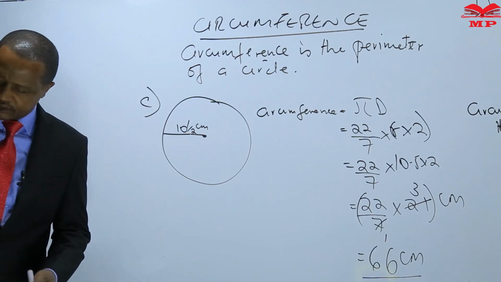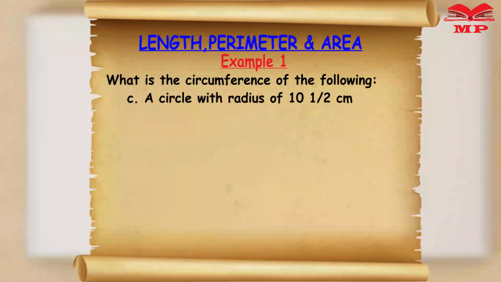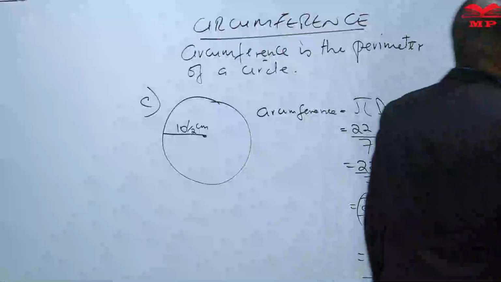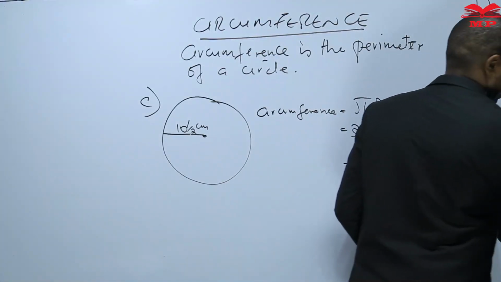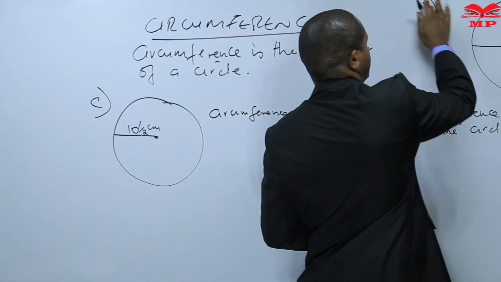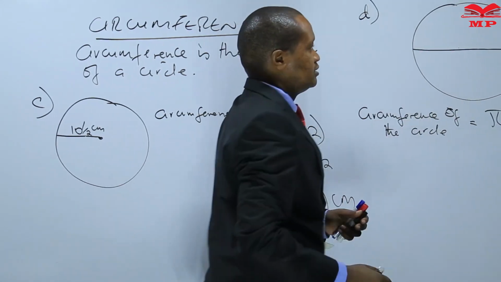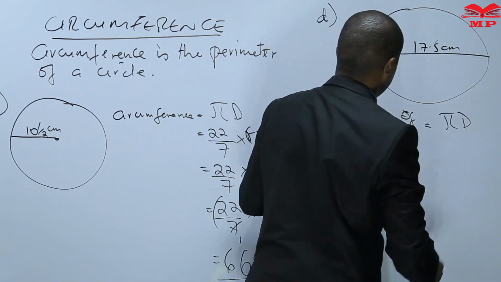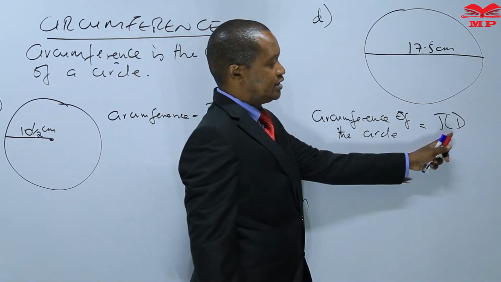Exercise 62, 1C. Then 1D. What is the circumference of a circle with a diameter of 17.5 centimeters? This is 1D. The circumference of a circle is equal to pi times d.